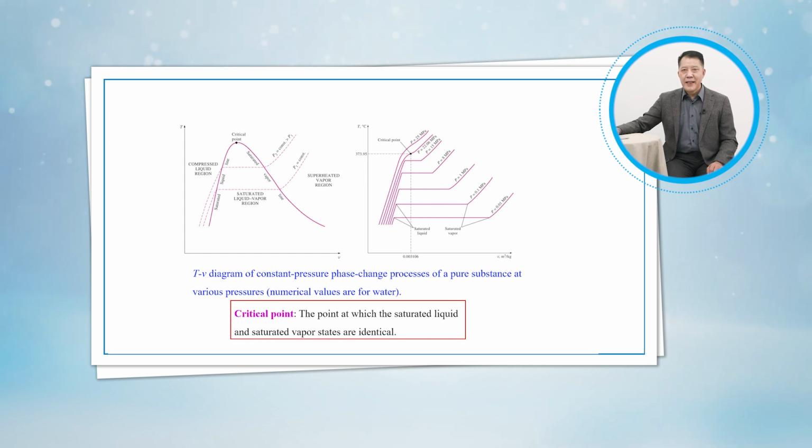As the pressure is increased further, this saturation line continues to shrink, and it becomes a point when the pressure reaches 22.06 megapascal for the case of water. This point is called the critical point, and it is defined as the point at which the saturated liquid and saturated vapor states are identical.